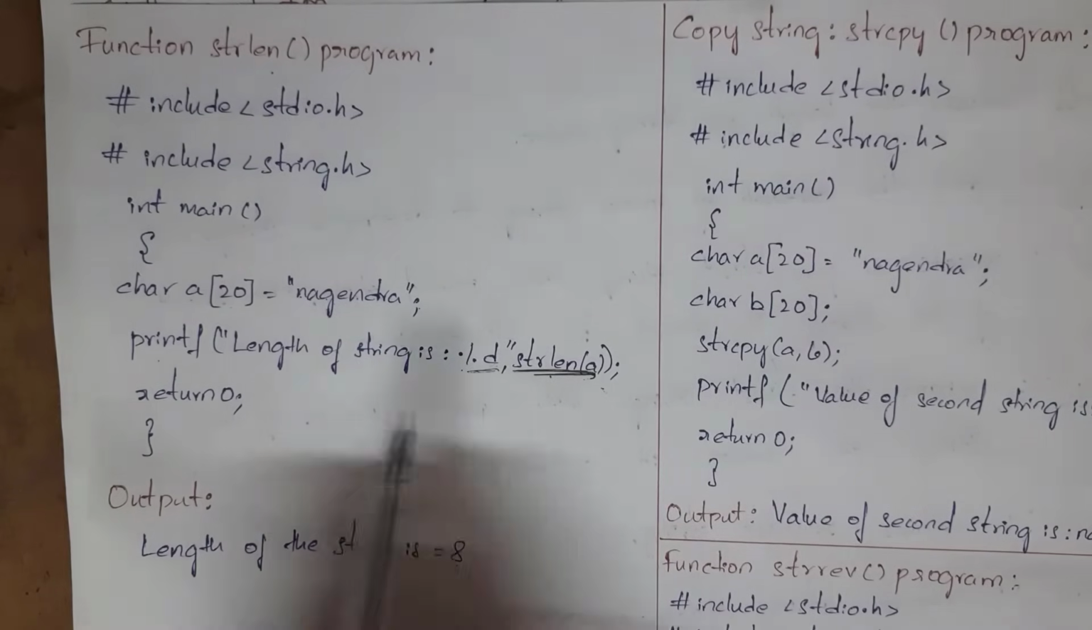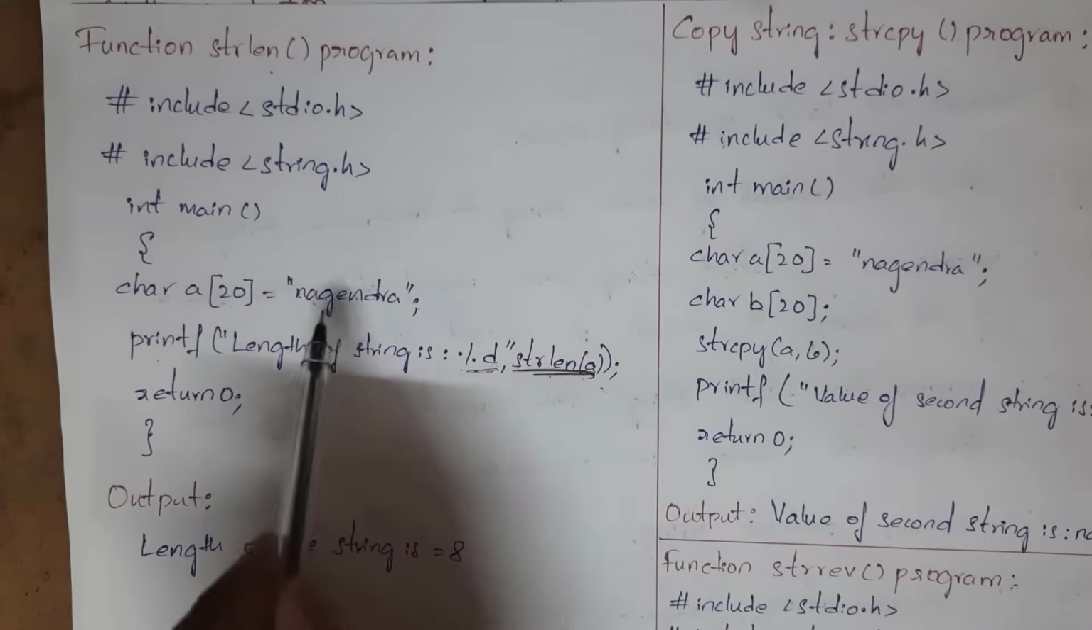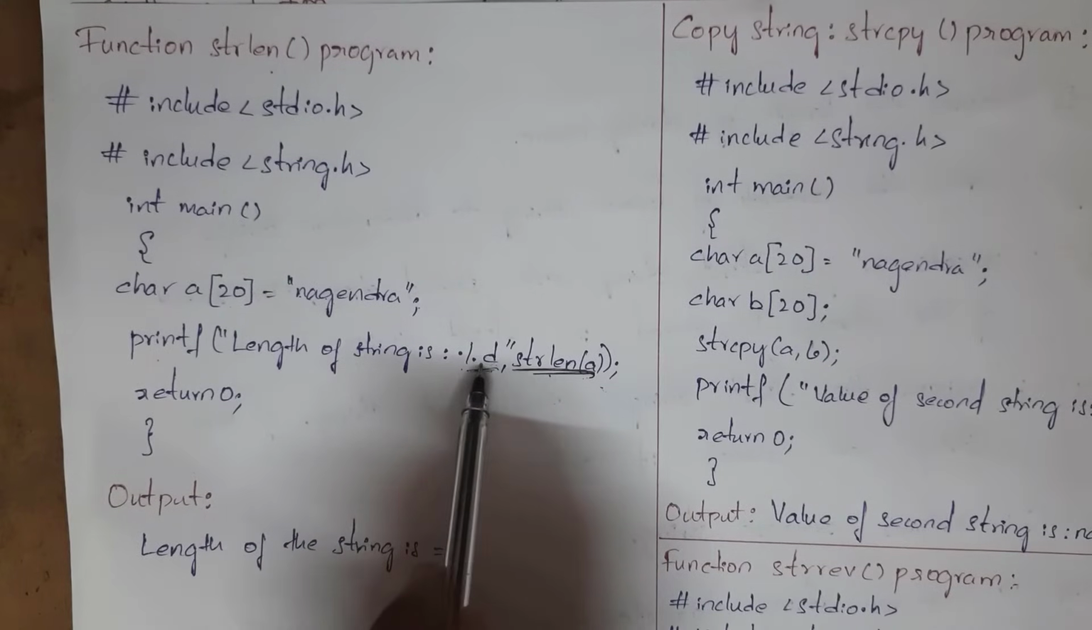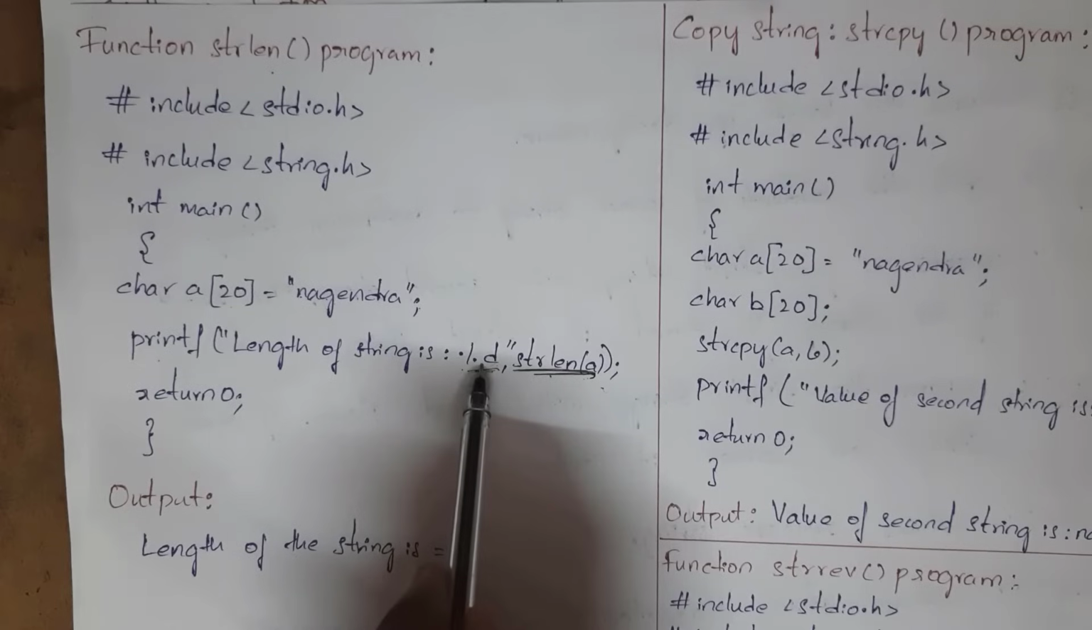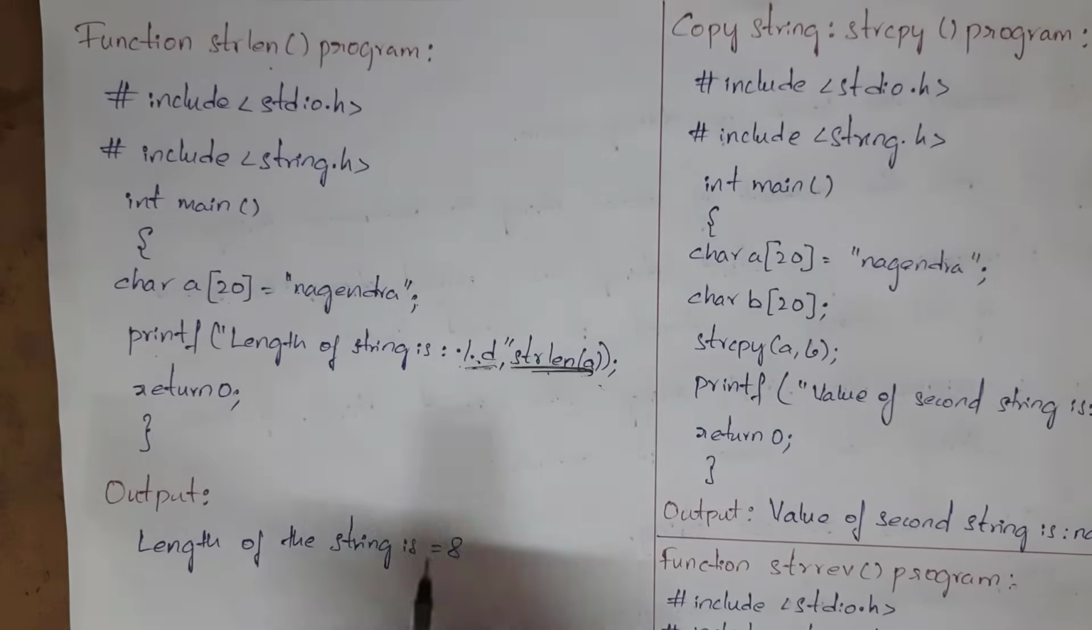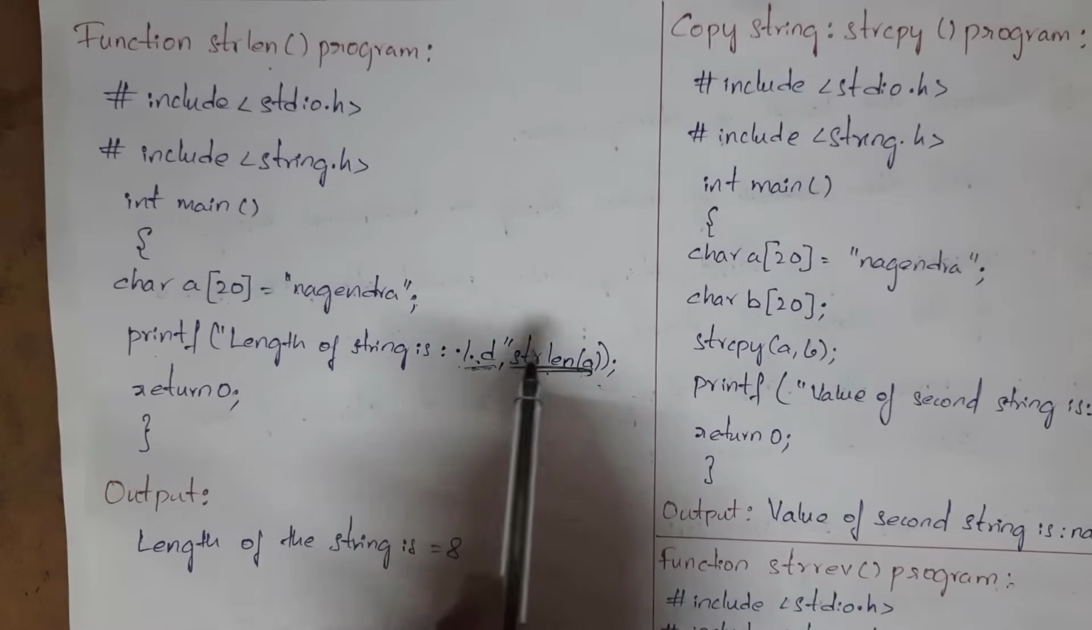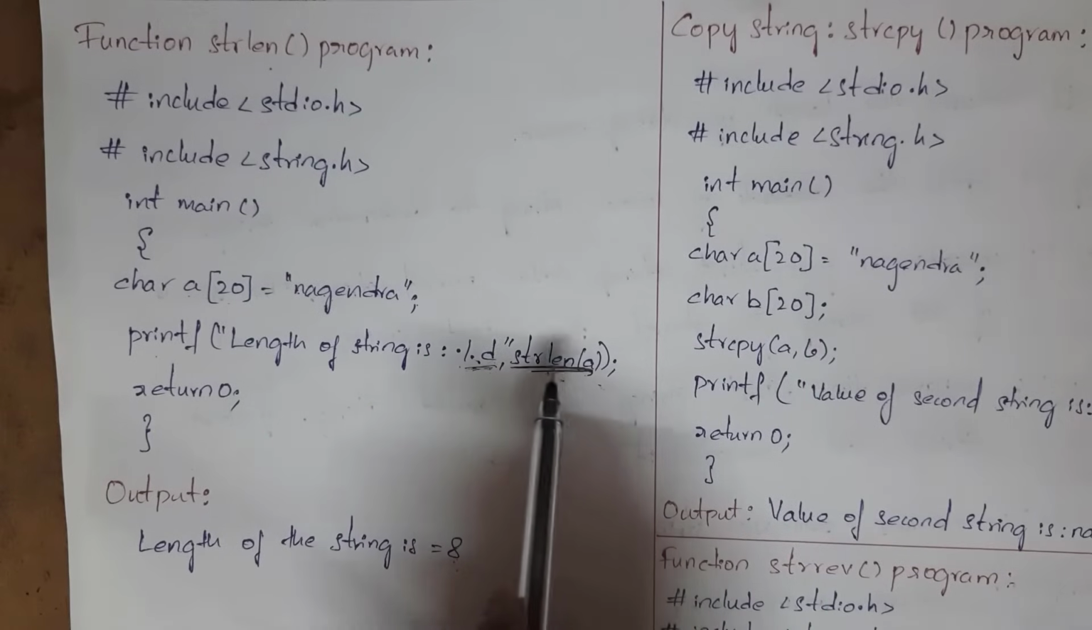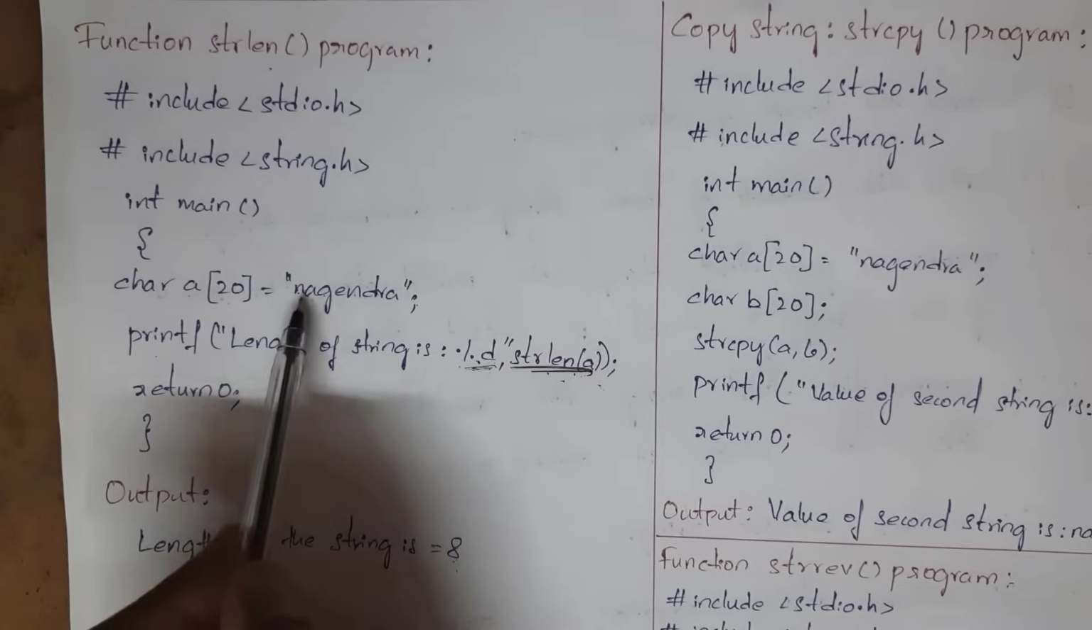You may get doubt like why I am using here %d. As it is string, I need to use here %s. But why I am using here %d? Because I am printing length of string. Length of string is integer characters. So here I am using %d, where strlen stands for length of string. I will get output as 8 because this length of string is 8.